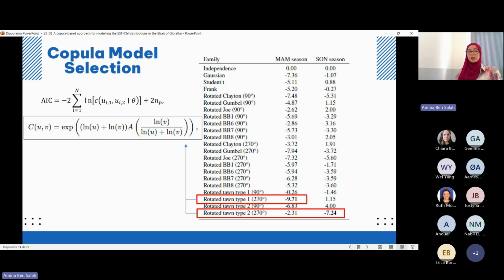And here is the equation of the Tawn copula and the Pickands functions denoted by A, where theta is the parameter of dependence and delta 1 and delta 2 are the asymmetry parameters. When delta 1 is equal to 1, we obtain the Tawn copula type 2. And when delta 2 is equal to 1, we obtain the Tawn copula type 1. And if delta 1 equals delta 2 equals 1, this reduces to the Gumbel copula. And here we have the equation of the rotated copula by 270 degrees.